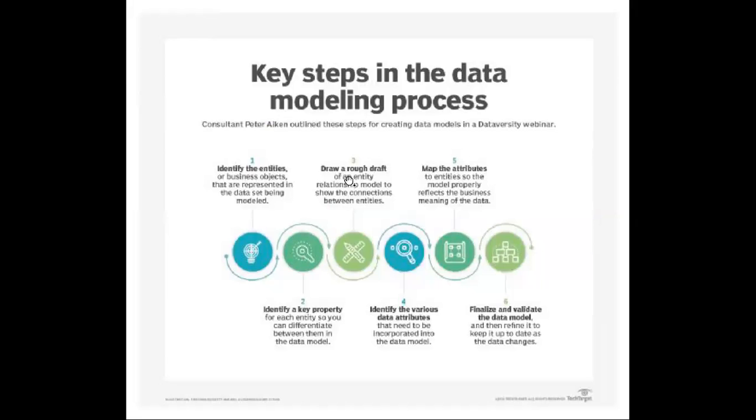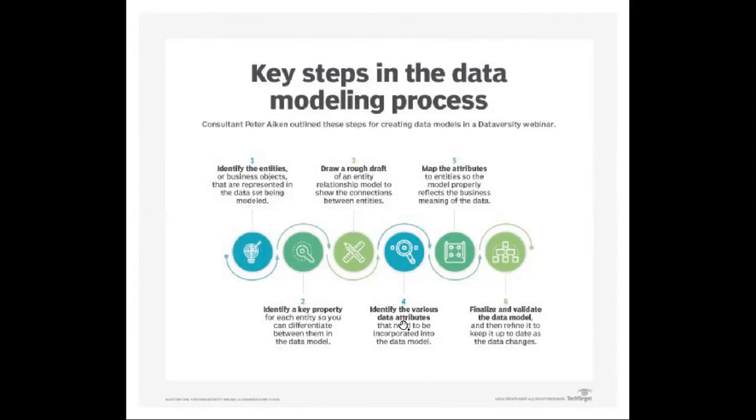Then the third key step in the data modeling process is to draw the rough draft. Meaning first we have to see what kind of relationships are established in that data set between the data models, between those particular entities. That is the entity relationship model, to show the connection between the entities. That is a rough draft.